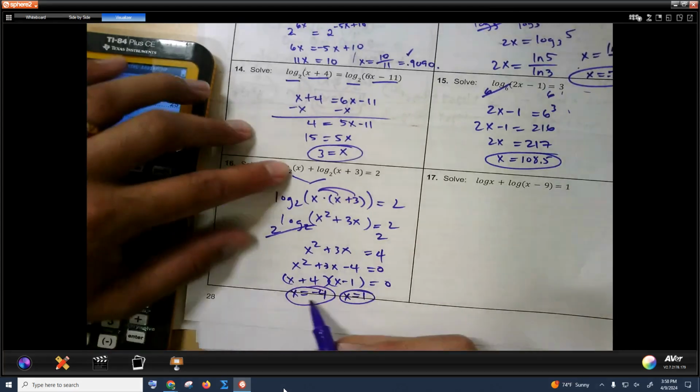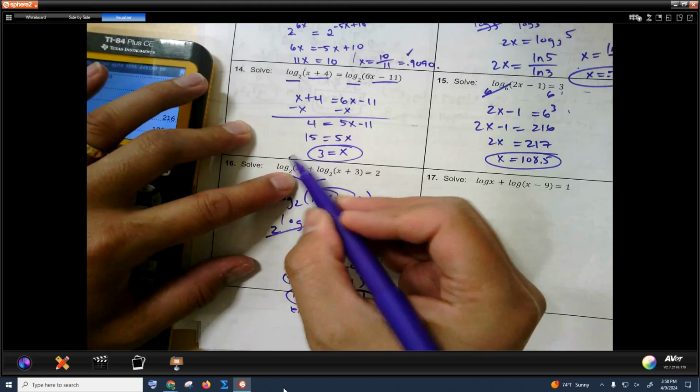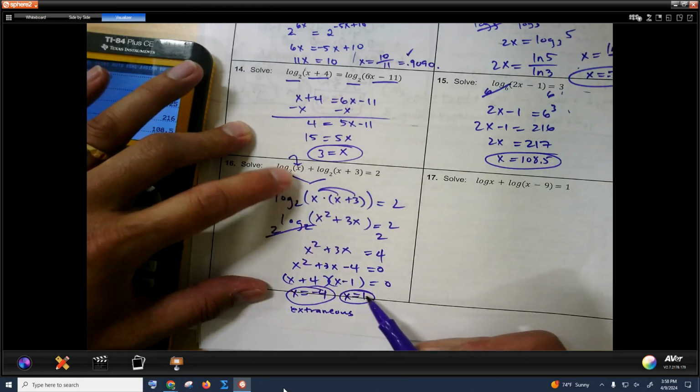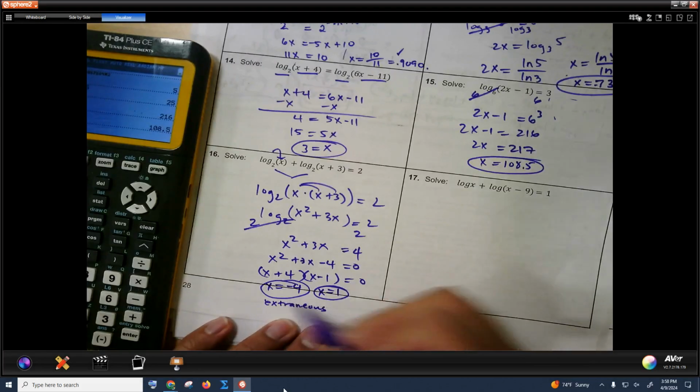And then you can quickly check. This one's the extraneous solution because when you plug it back in, it makes the argument of the log a negative. And then the 1 will keep it positive. So the 1 is the answer. And this is the extraneous solution.